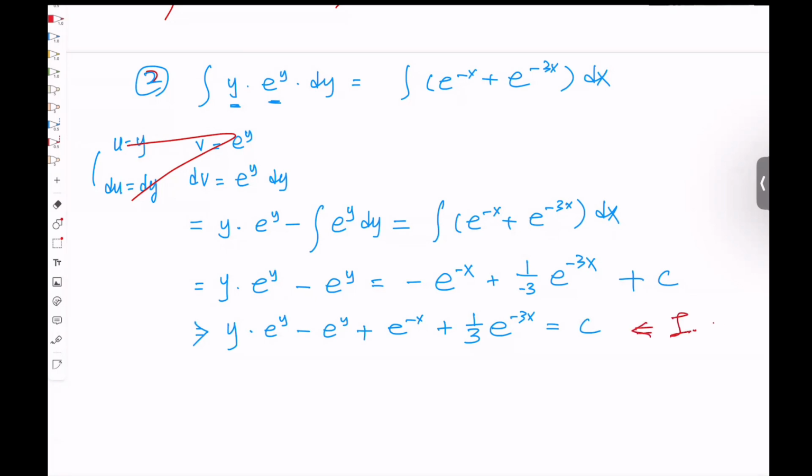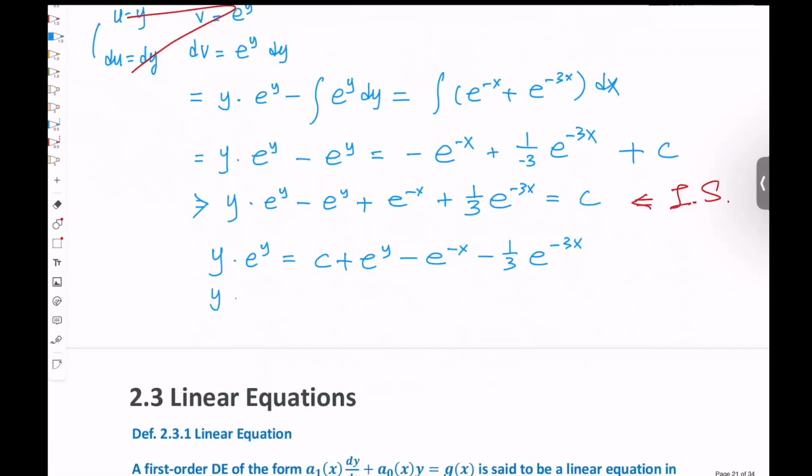Again, this is an implicit solution. And then we want to find the explicit solution. We're going to isolate y times e to the y and move everything to the right hand side. And then y equals c e to the negative y plus e to the y e to the negative y minus e to the negative x e to the negative y minus 1 over 3 e to the negative 3x e to the negative y.